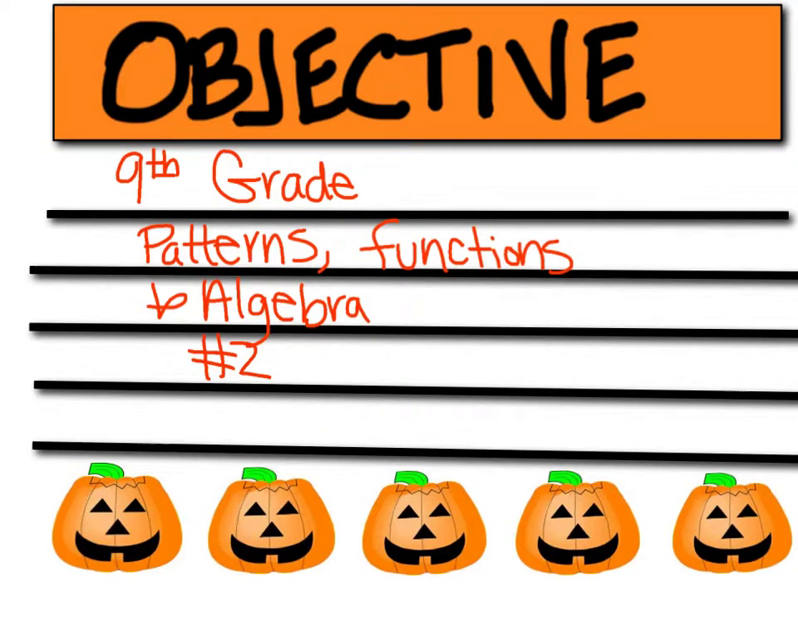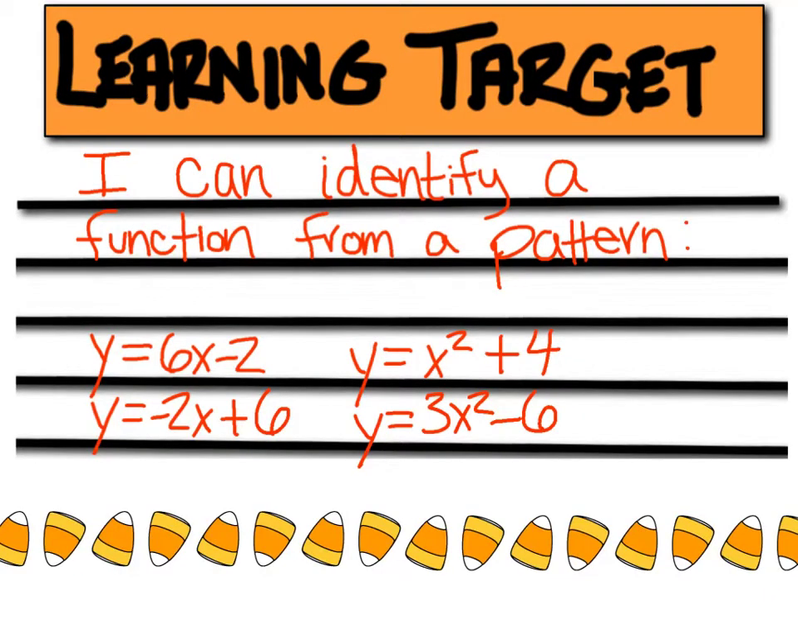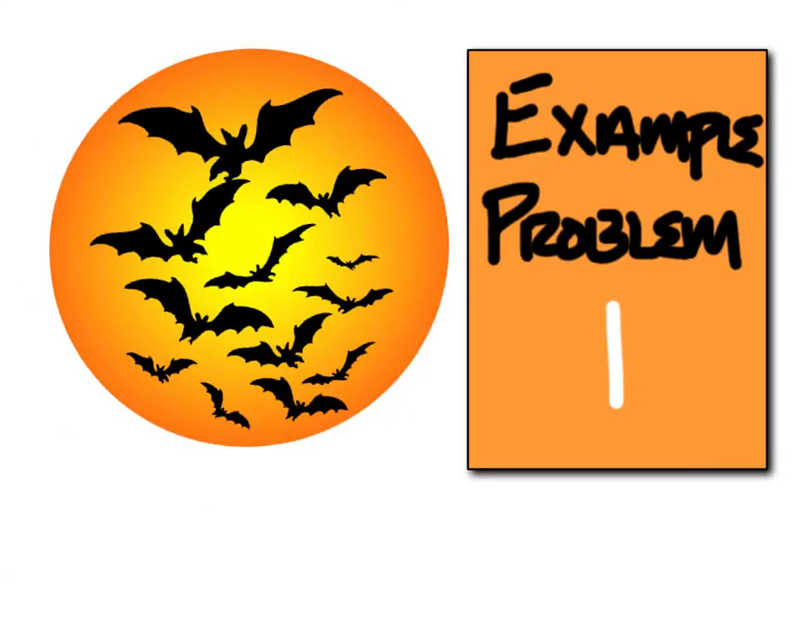Alright, our objective for today, 9th grade patterns, functions, and algebra number 2. You should be able to identify a function from a pattern. These are examples of what we're going to do. Y equals 6x minus 2, y equals negative 2x plus 6, x squared plus 4, and 3x squared minus 6.